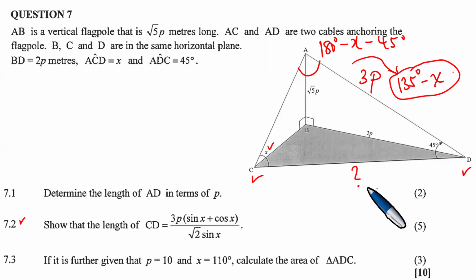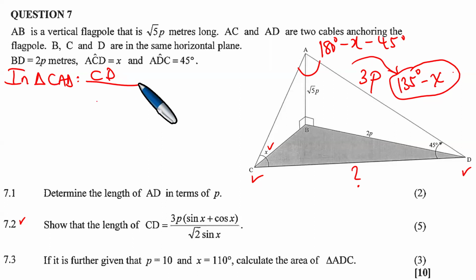Right. So if we want to find the CD, we're going to then say in triangle, always say the triangle in which you're going to be working. So in triangle CAD, then you're going to say exactly CD divided by the sine of 135 minus X. So CD over the sine of 135 minus X is equal to what?